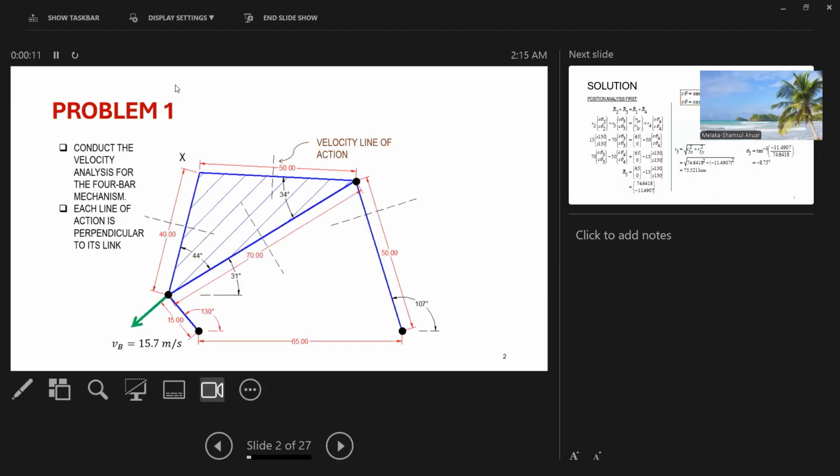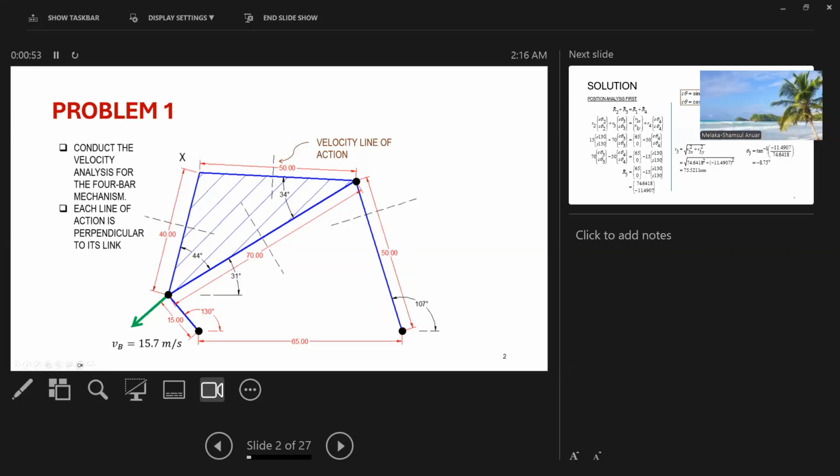But first of all, let's go back to this problem that we have encountered together in the class. So here we need to conduct a velocity analysis. So actually, in the stages of solving, we have to do a position analysis first for this linkage mechanism. And then after you're done with the position analysis, you get some of the unknowns.